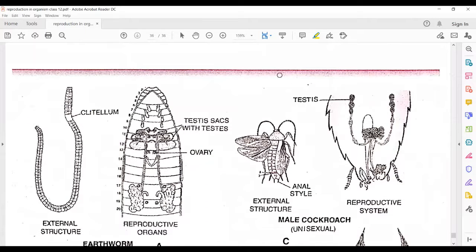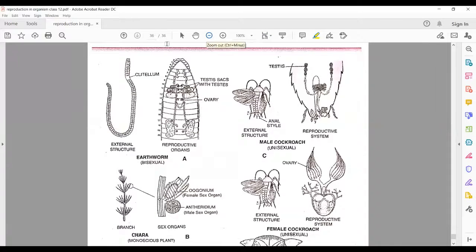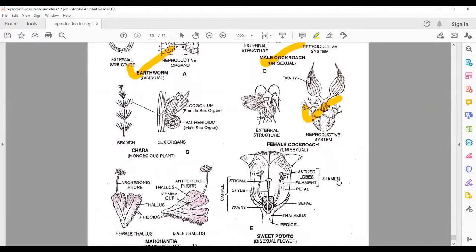Now see, these are some figures which you have to remember. The first example given to you is the earthworm. This is how the earthworm is bisexual: male and female both are present in the same individual itself, a hermaphrodite. Here you can see testes, ovaries and all those things present. Next, this is the male cockroach reproductive structure, and the female cockroach reproductive structure is given to you.